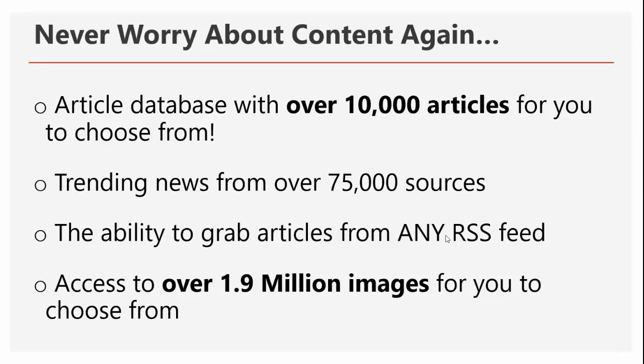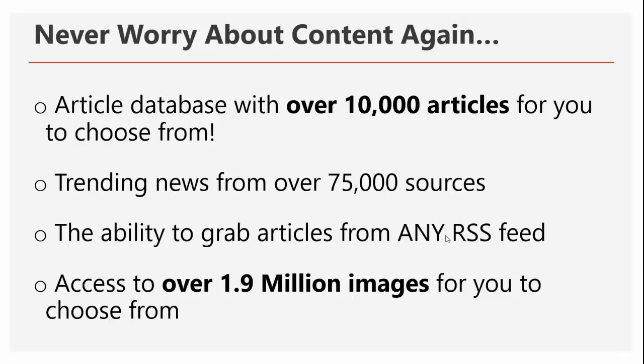So what we did is we went out and we built our own article database with over 10,000 articles for you to choose from. Now again, with this database, you have over 10,000 pieces of content at your fingertips to add to your site. And to add to that, we also added the ability to add trending news from over 75,000 different worldwide news sources. So you can easily add trending news to your site and have all the content you need.